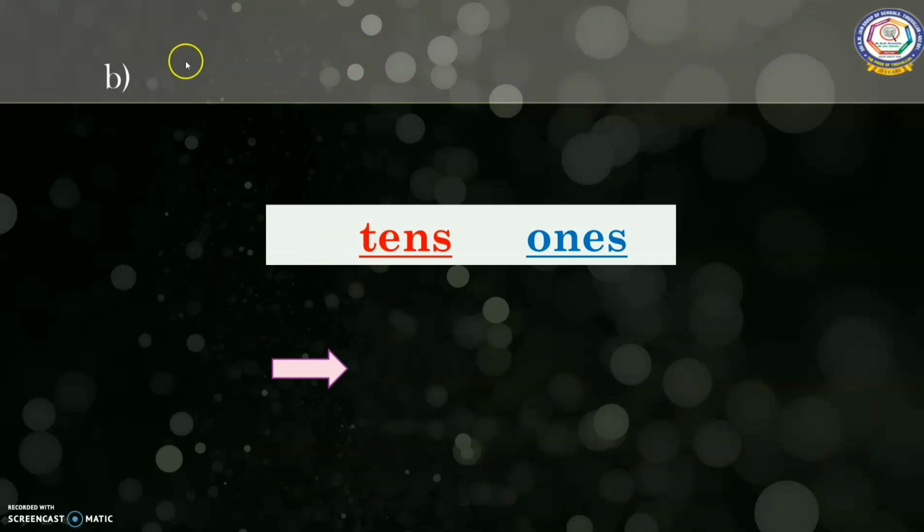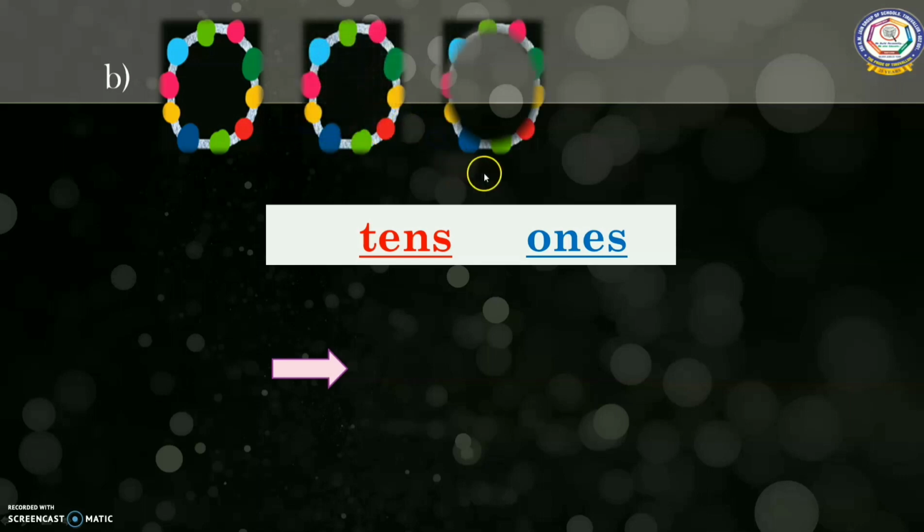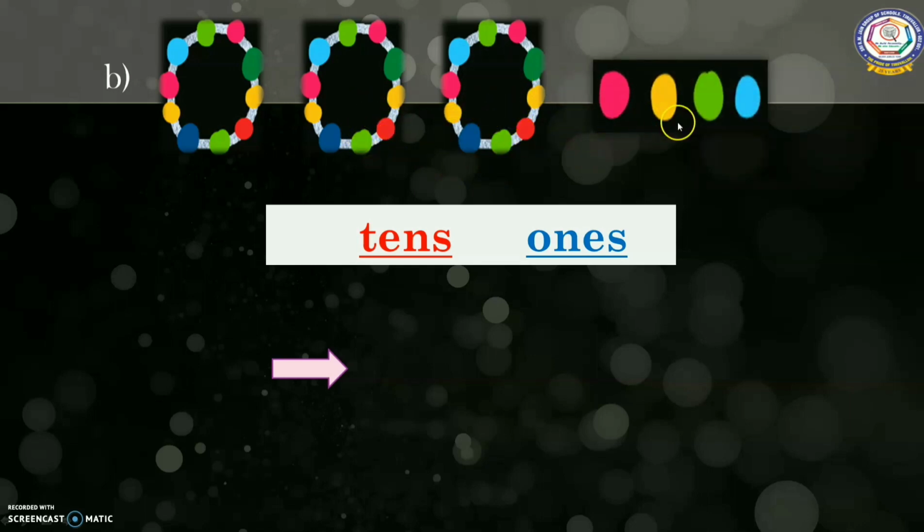Next sum. See, now I am going to show you a colorful beads ring. See how colorful it is. See, in this ring there are 10 beads. Shall we count? 1, 2, 3, 4, 5, 6, 7, 8, 9, 10. So, it is 10. Again, I am going to add 2 more tens rings. See, these are ones. Now, you count the tens and ones in this.